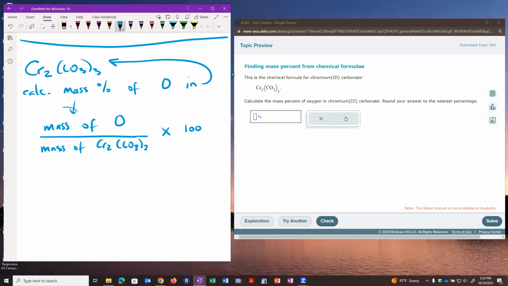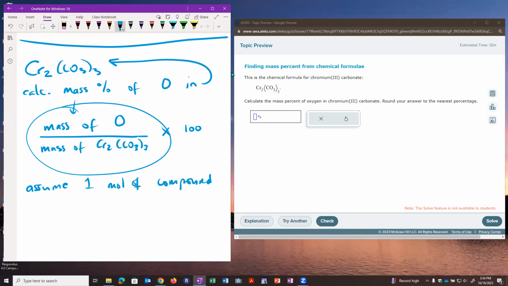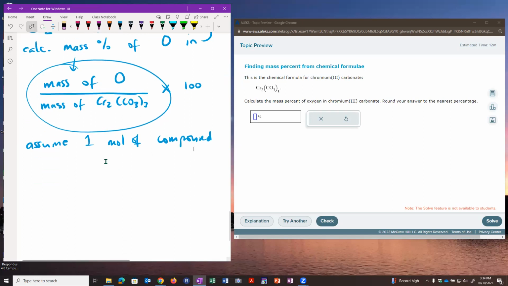Okay, so where are we going to get these masses from? Well, the easiest thing to do is just to assume you have 1 mole of your compound. In 1 mole of Cr2(CO3)3, just like we did in the previous question, we have 2 chromiums, 3 carbons, and then 3 times 3, which is 9 oxygens.